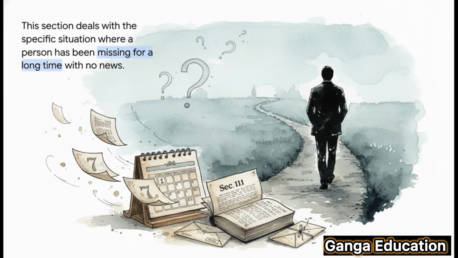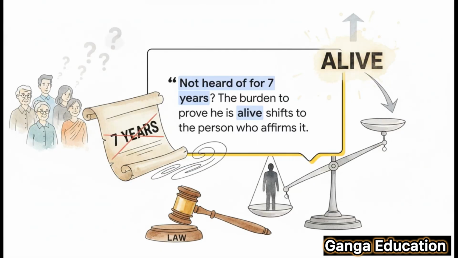This section deals with those specific situations where a person has been missing for a long time and there's just no information about them. Now, this is where a huge change happens. This means that if you can prove that a person hasn't been heard of for the last 7 years by their close relatives, the people who would naturally have heard from them, then the law will presume that the person is dead.